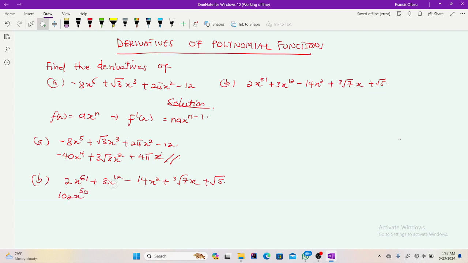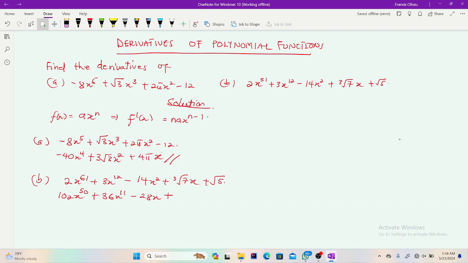Okay. Then for this one, I'll multiply 12 by the entire thing. So I'll get 3 times 12, which is 36. X to the power 12 minus 1, which is 11. Okay. Then minus 14 times 2, right? That is 28. X to the power 2 minus 1, which is 1. We don't write it. Then plus, this is the third root of 7, right?